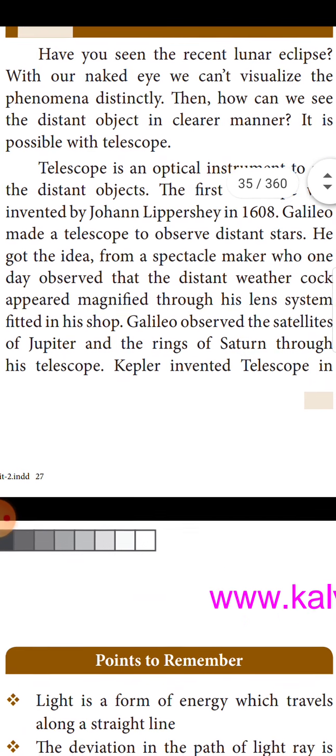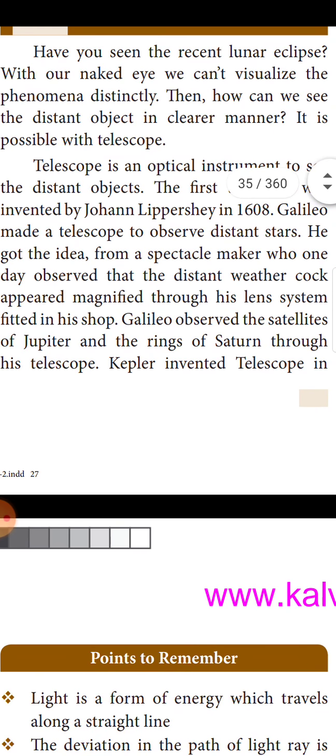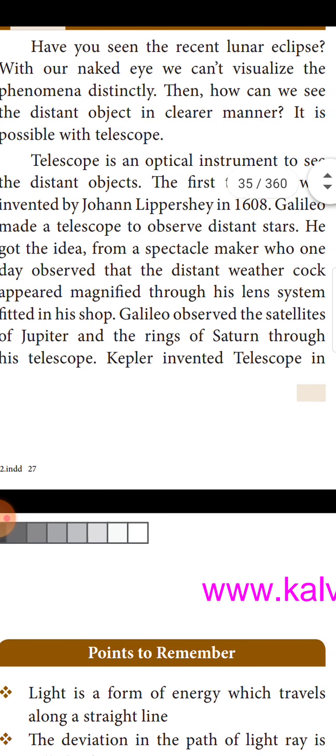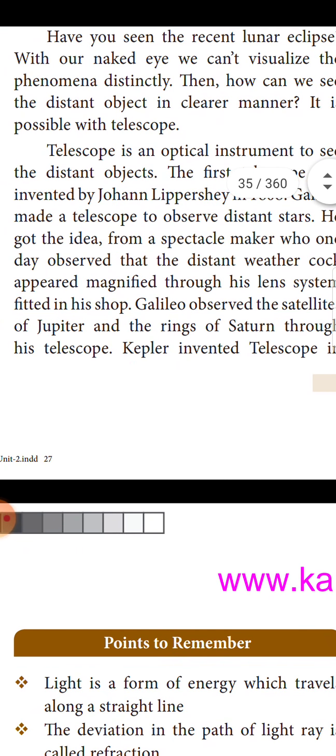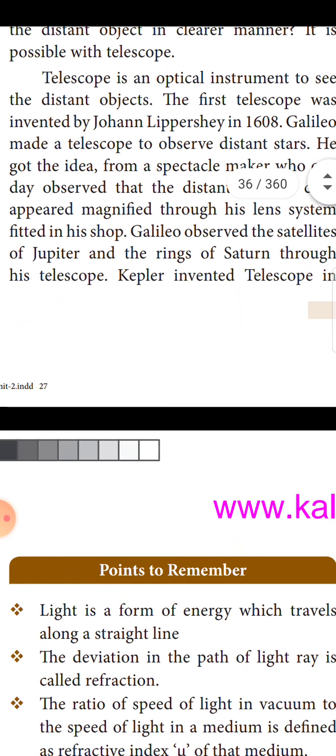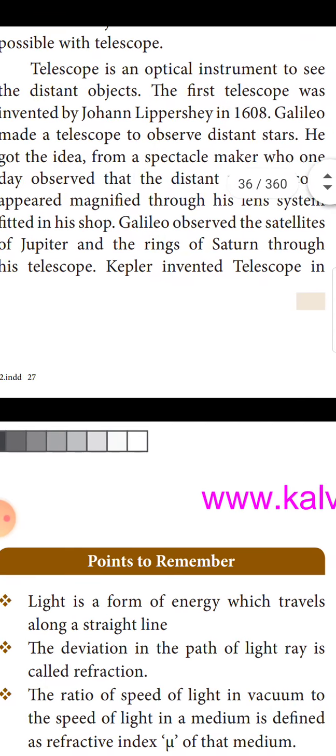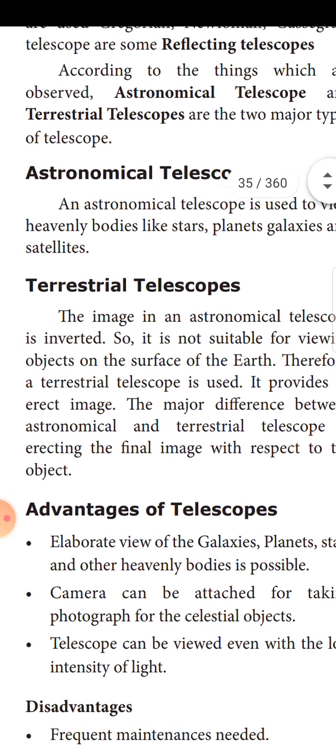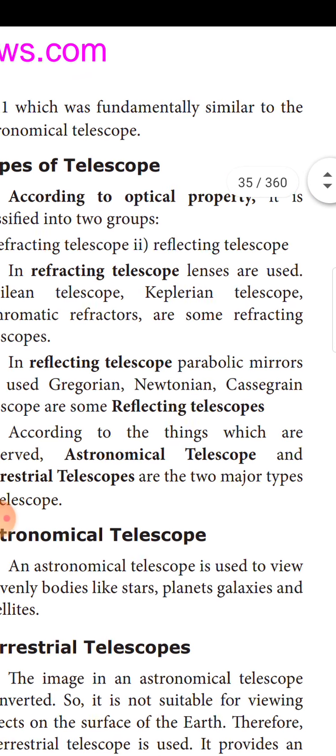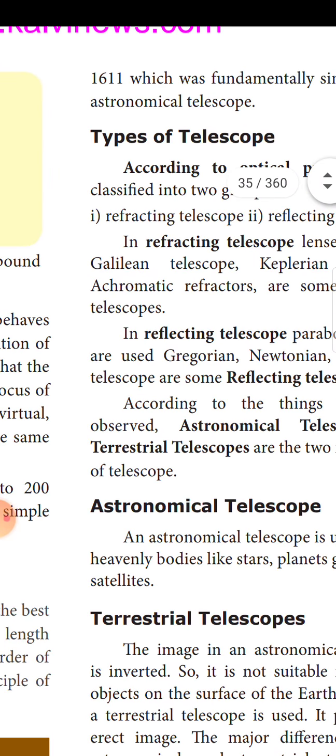He got an idea from the spectacle maker, who one day observed that the distant weathercock appeared magnified through his lens system fitted in his shop. Galileo observed the satellites of Jupiter and the rings of Saturn through his telescope. Kepler invented a telescope in 1611, which is fundamentally similar to the astronomical telescope.